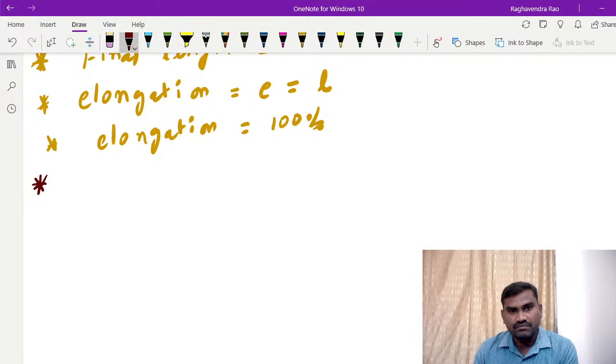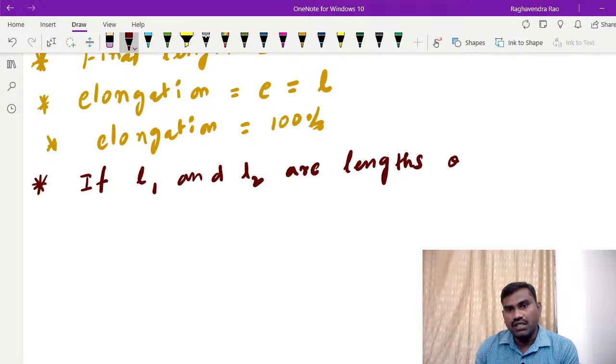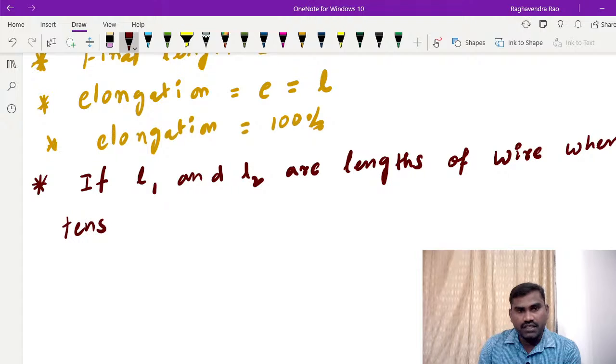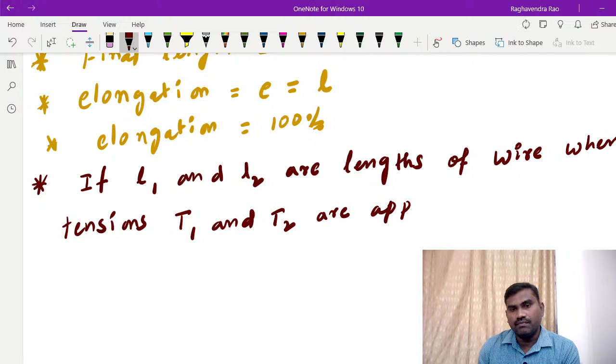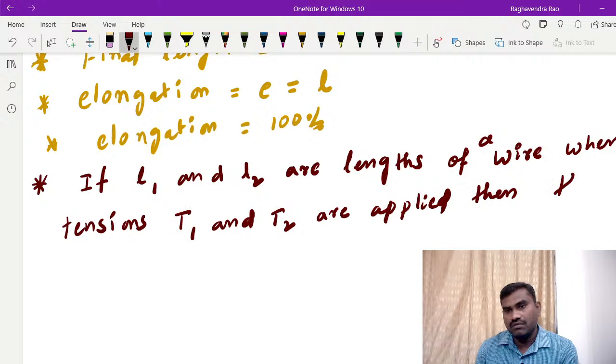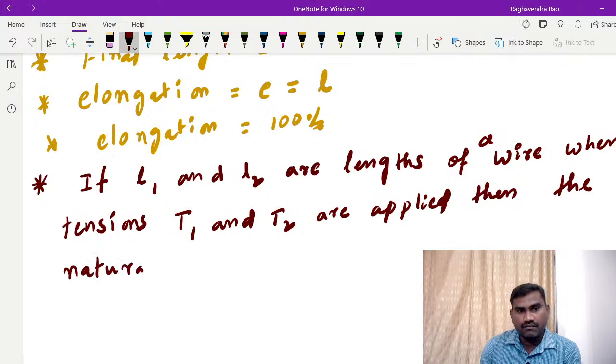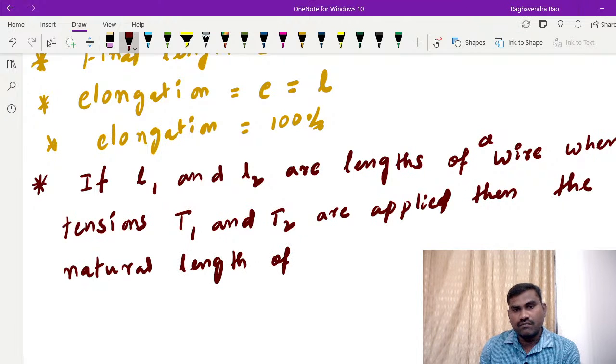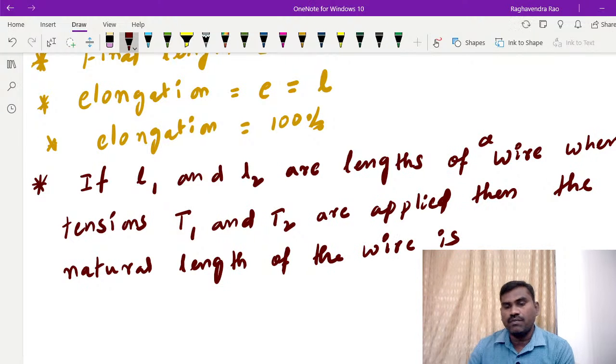Next point. If L1 and L2 are lengths of the wire when tensions T1 and T2 are applied, then what is the natural length of the wire?